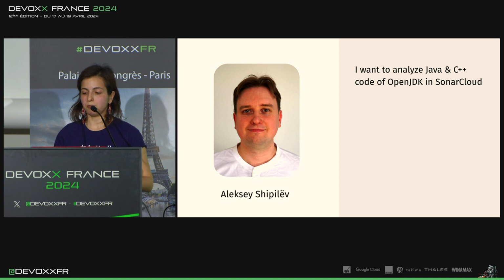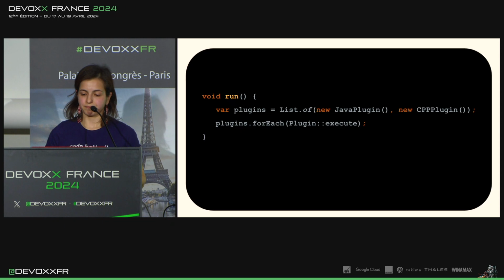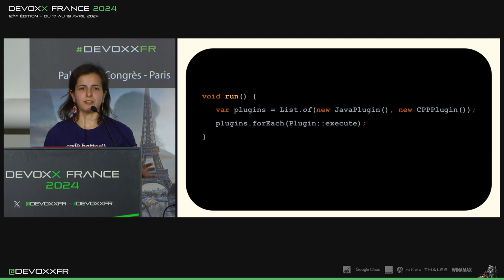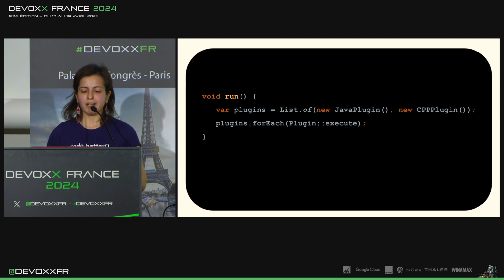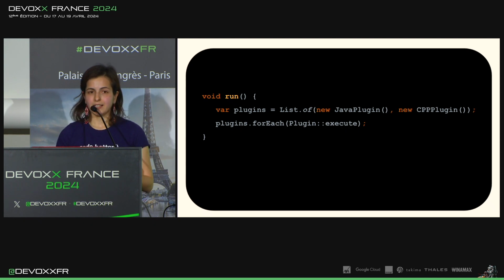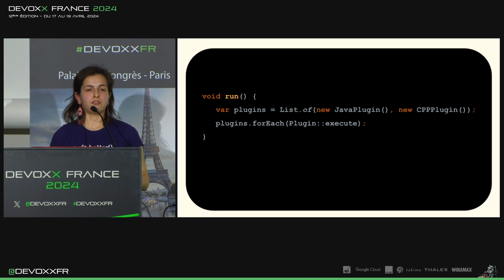It was Alexei Shipilov who wanted to analyze JDK in Sonar Cloud, 3 gigs of RAM. So what was the problem? I want to show you the heap dump, but it's too huge, so a simplified version of the problem looks like this. We have plugins, a lot of plugins, but in our case, the more important are the Java and C++ plugins. They were both in one collection, and these plugins were executed in a for loop. That means that only when all the plugins are executed, only then they are garbage collected.